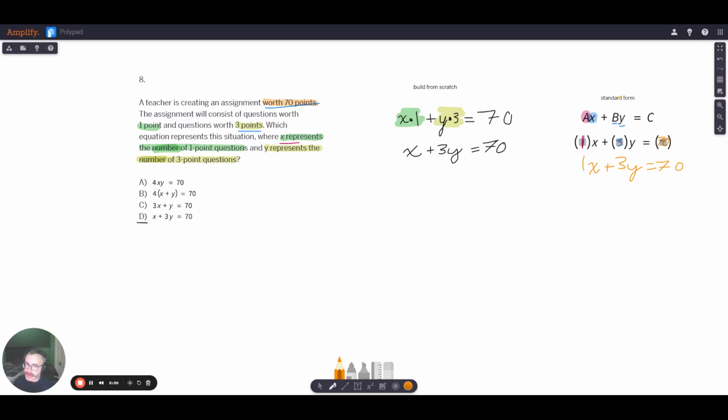So whether you're familiar with standard form and how it's used in total cost stories, or whether you build it from scratch, you should be able to get this equation, x plus 3y equals 70, to represent this story.